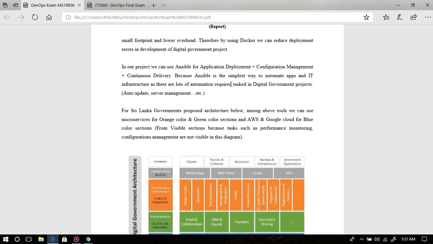Then if someone else is going to manage it, there can be little problems, because he cannot have a 100% correct idea about how the server should be managed. Therefore, through Ansible, we can automate that type of task. Therefore, we can easily use that as a DevOps tech stack related to our project development, meaning digital government project development.